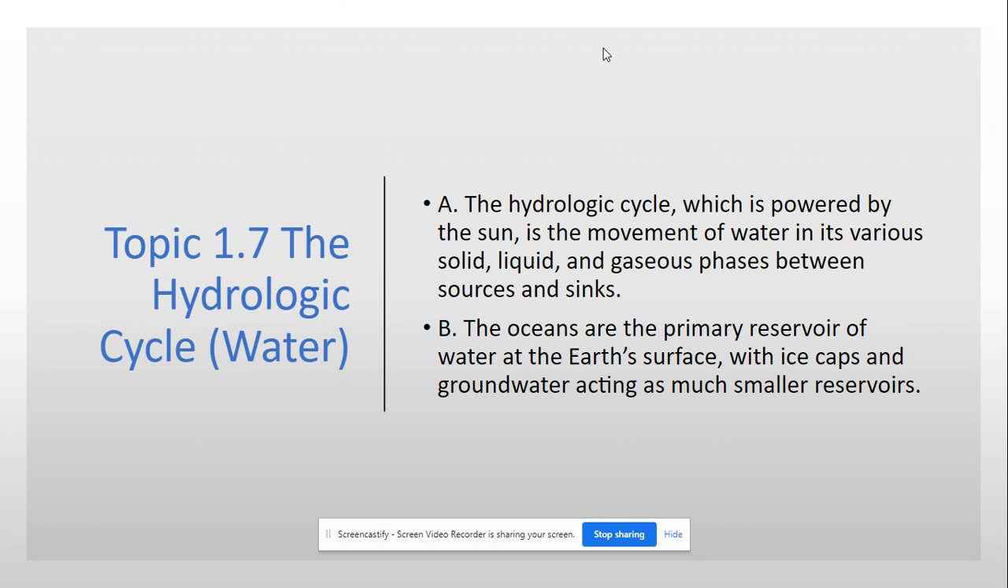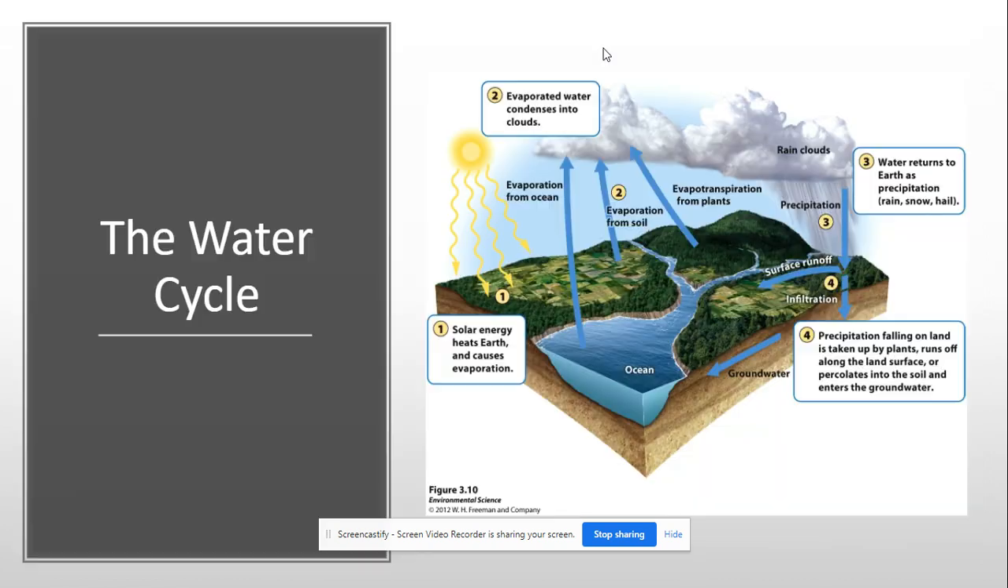And then lastly is the water cycle, or can often be referred to as the hydrologic cycle. This cycle is powered by the sun, and we know that the movement of water changes its forms throughout our cycle. So quickly, we know that it is the sun or solar energy that's going to heat Earth and causes evaporation. That evaporation can happen from surface waters. That evaporated water rises into the atmosphere, condenses, and then comes back down to Earth via precipitation.